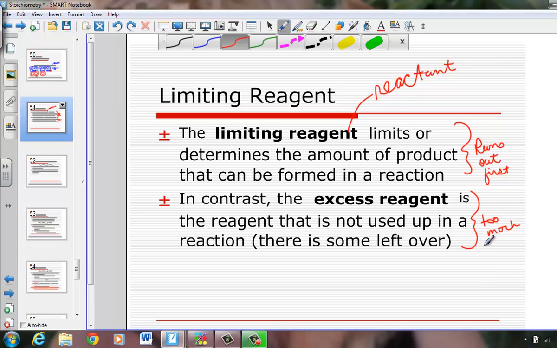Oftentimes a chemist will run a limiting and excess reagent quantity on purpose just to ensure that the limiting reagent is 100% consumed in a reaction and the excess reagent can be easily washed out of the desired product. We often did this in the chemistry lab. I remember the last experiment we ran, we started with sodium hydrogen carbonate, which was baking soda, NaHCO3, and we limited the amount of reactant we started with. We started with 3 grams of our NaHCO3.